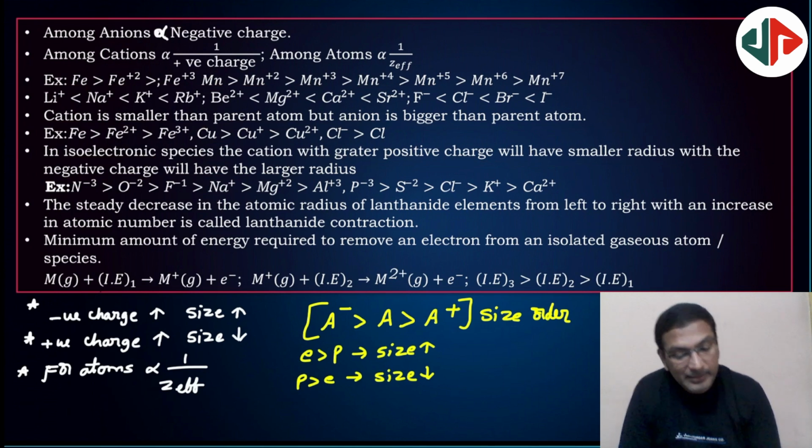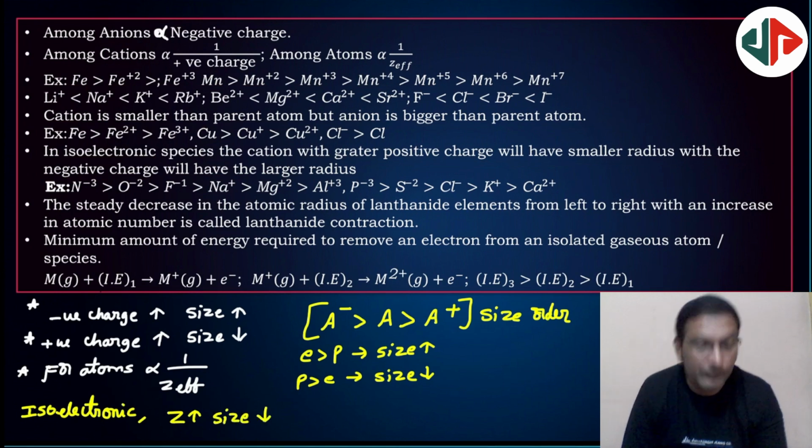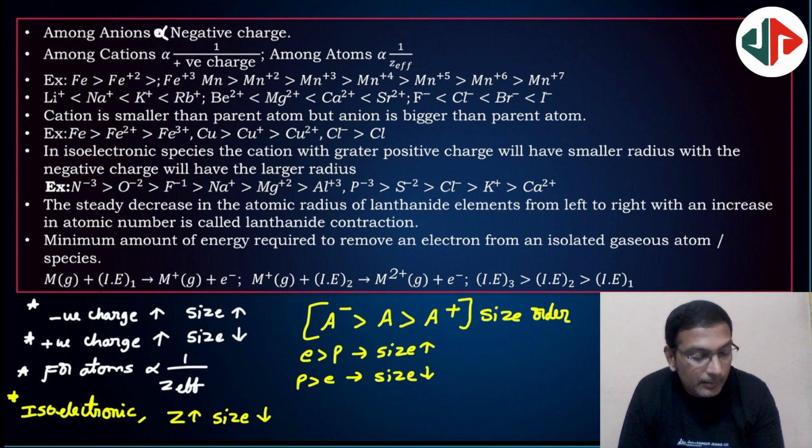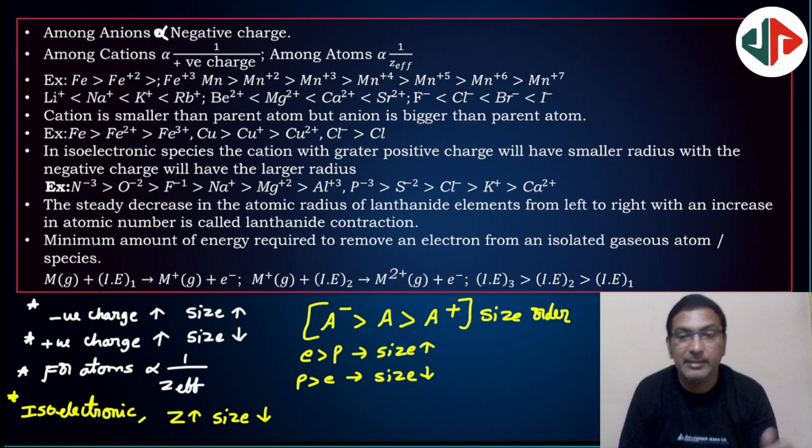Or simply you can say, in case of isoelectronic species, as the atomic number increases, size decreases. In case of isoelectronic species, as the atomic number increases, size decreases.